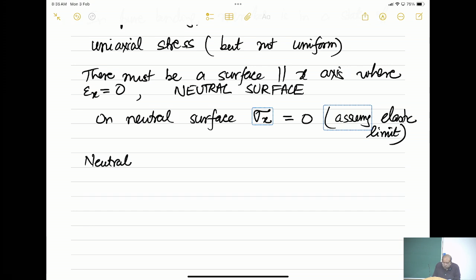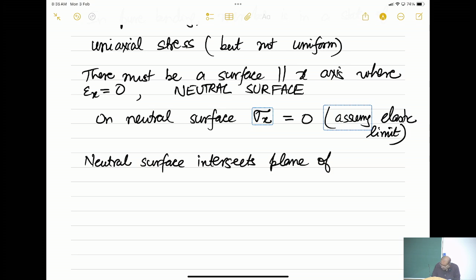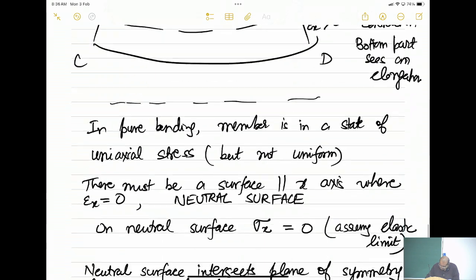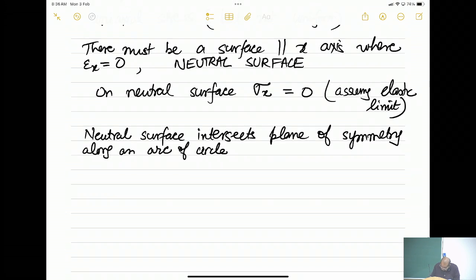So the neutral surface intersects the plane of symmetry along an arc of circle CD.